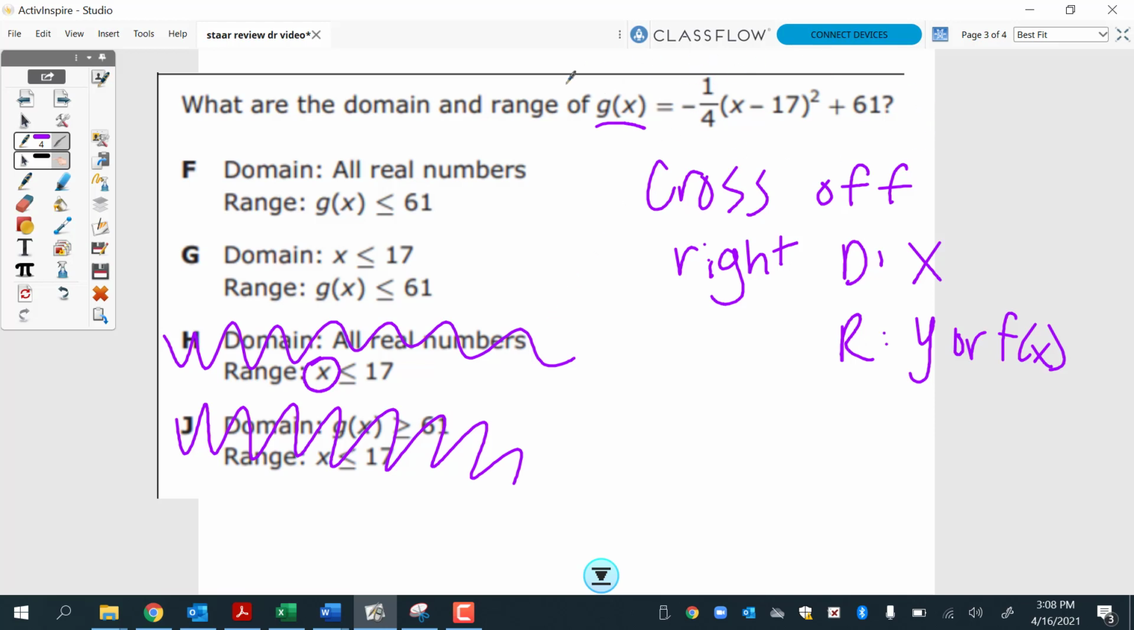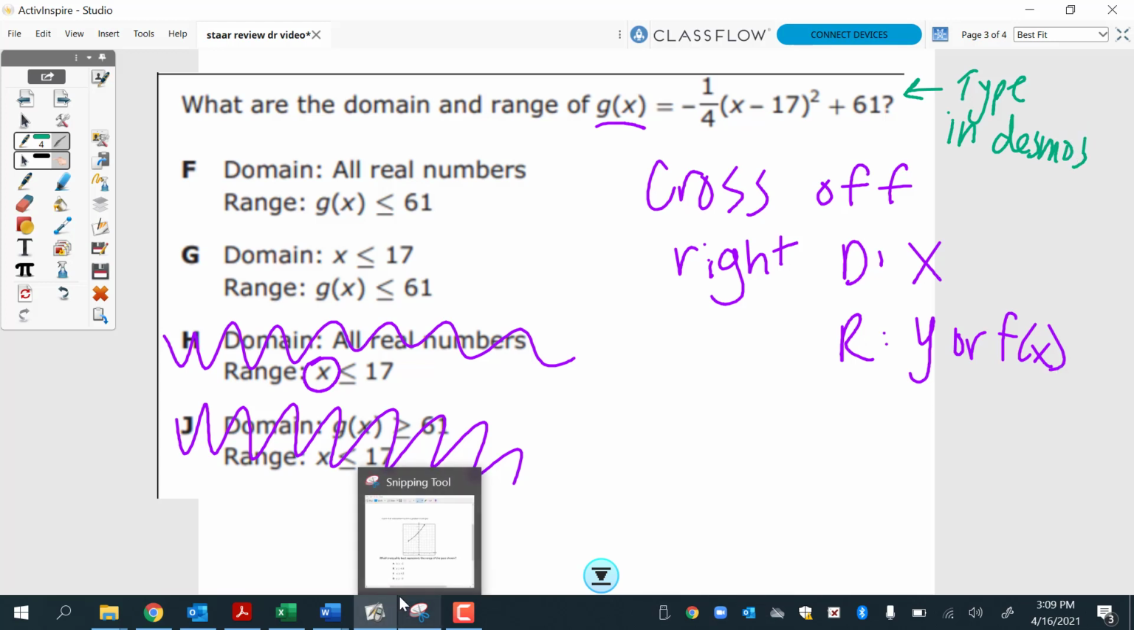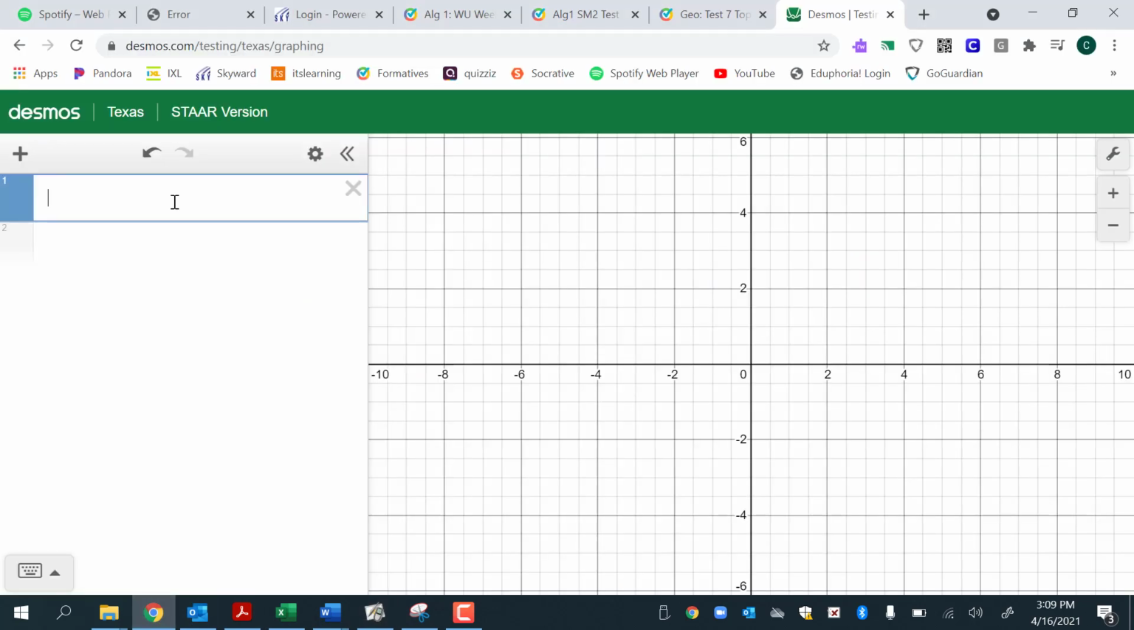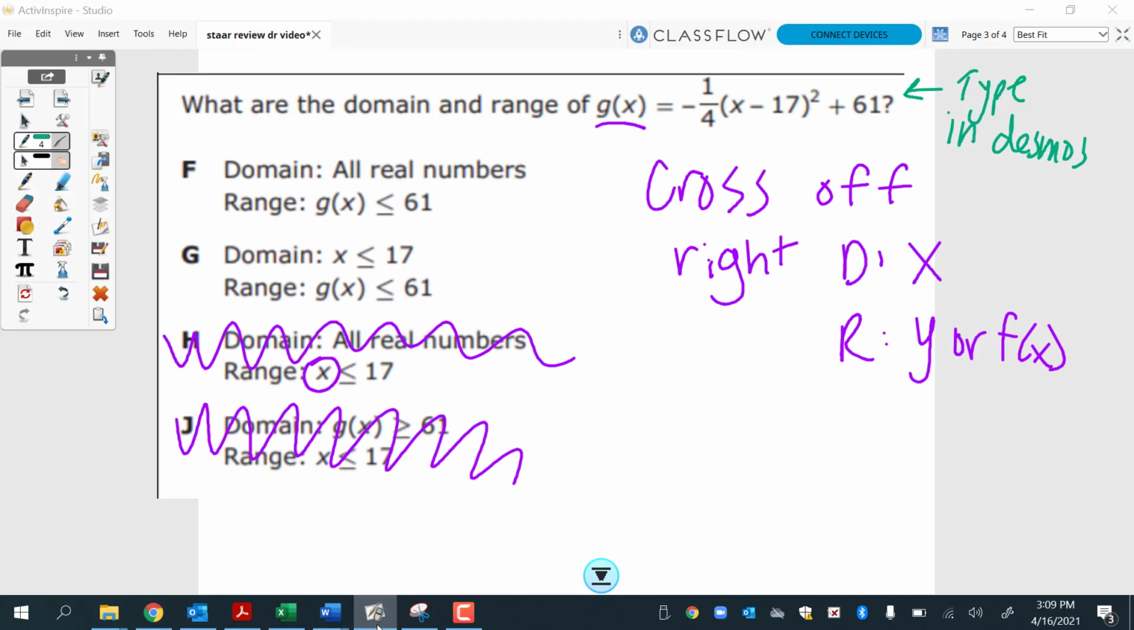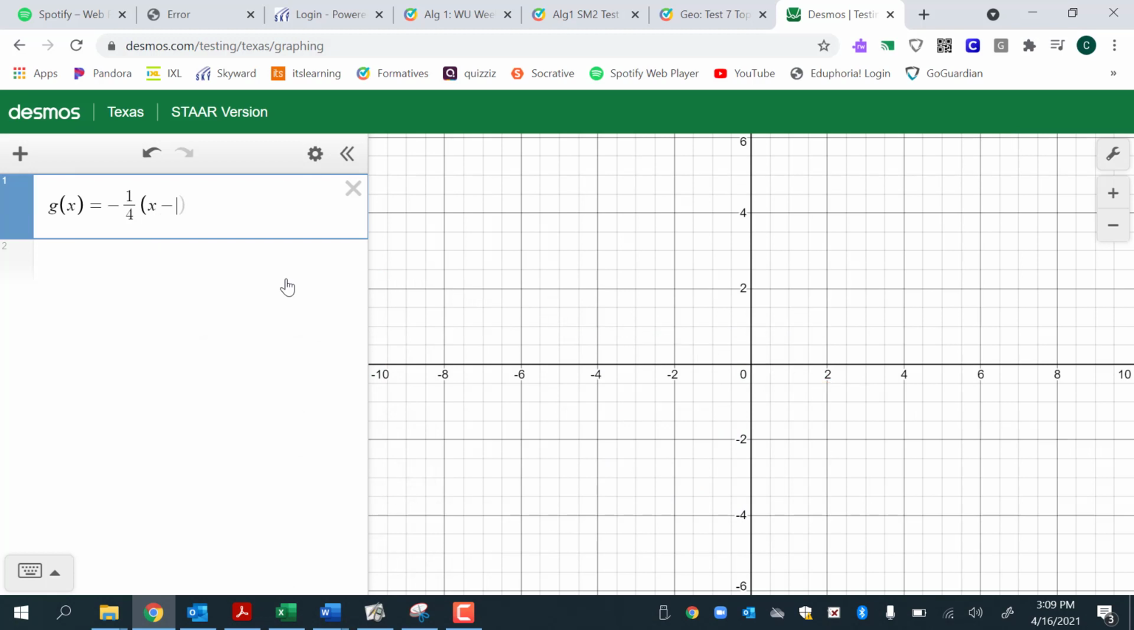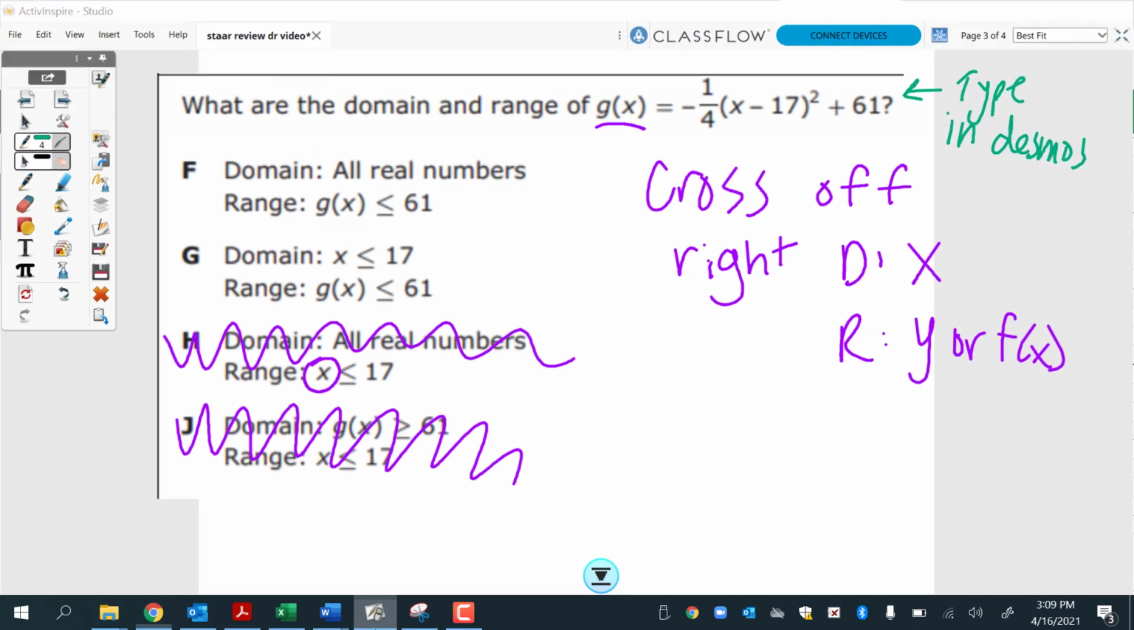So we're going to go ahead and type this in the calculator. Anytime they give you an equation with no picture, if there's no graph, then we've got to type this in Desmos. Type in g of x equals 1/4 parentheses x minus 17 squared plus 61.